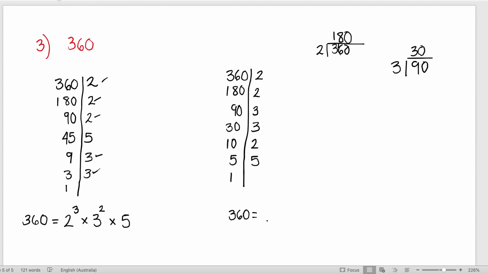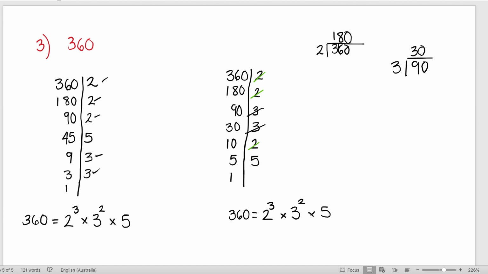So I start with the 2. How many 2's do I have? I'm going to use a different color. 2, 2, 3. So I have 3. Times. Then I go to the 3's. How many do I have? I have 1 and 2. And then what am I missing? I'm just missing that 5.